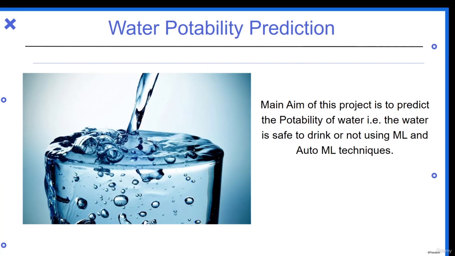So the main aim of this project is to predict the potability of water, that is, whether the water is safe to drink or not, using machine learning and auto machine learning techniques.